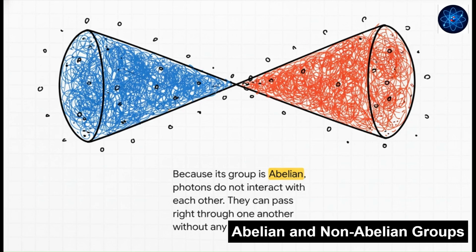So what's the consequence of that? It's why photons, the particles that carry light, are so polite. Seriously, because the math is Abelian, they don't interact with each other. Two flashlight beams can pass right through one another, and they don't care. They just keep going. Their actions commute.